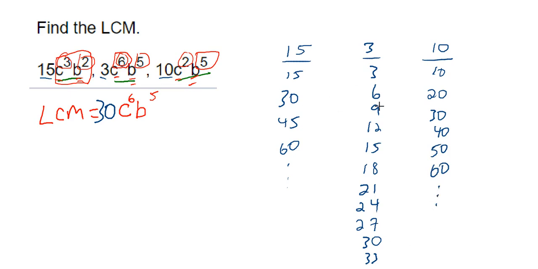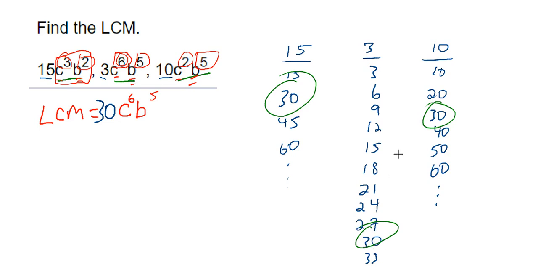So you make a list of the multiples of each of these numbers and find the smallest multiple that's shared in common. That's literally what LCM means. It's the least common multiple, the smallest multiple that's shared in common. And it's going to be 30, right? 30 is on the list for 15, 30 is on the list for 3, 30 is on the list for 10. It's the smallest number that they all three share in common.